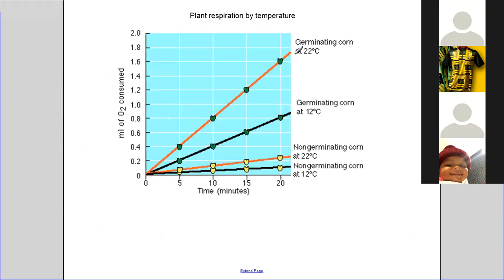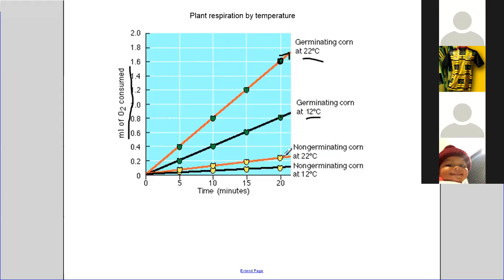So here, let's look how temperature works. I've got germinating corn, and that germination is at 22 degrees and 12 degrees. So which one has a greater effect? Well, obviously you can see that this one has a greater effect. Over here, we're looking at milliliters of oxygen consumed. At 20 minutes, we had about 1.75 is about right. Maybe not. No, that's 1.6 right at 20 minutes. At 12 degrees Celsius, it's going to be much lower. It's going to be 0.8, half of that.